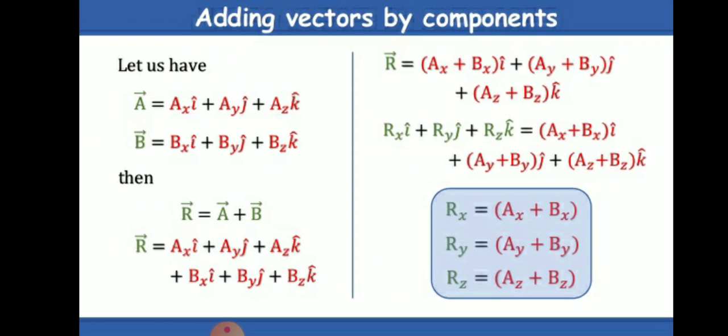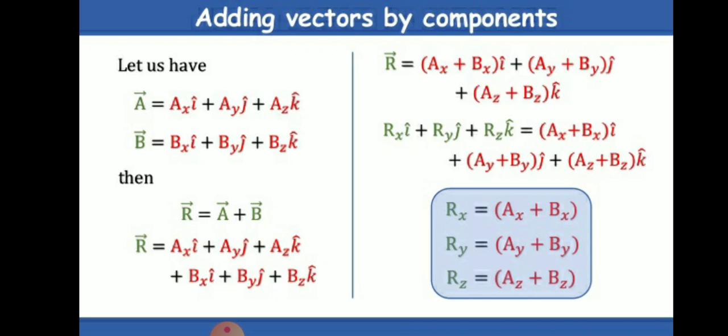Let us look at adding vectors by their components. We cannot add the vectors directly, so we add the vectors by their components. Let us take the two vectors, vector A and vector B. Vector A has the components Ax i cap plus Ay j cap plus Az k cap. Vector B has the components Bx i cap plus By j cap plus Bz k cap. Then we are going to add the two vectors.